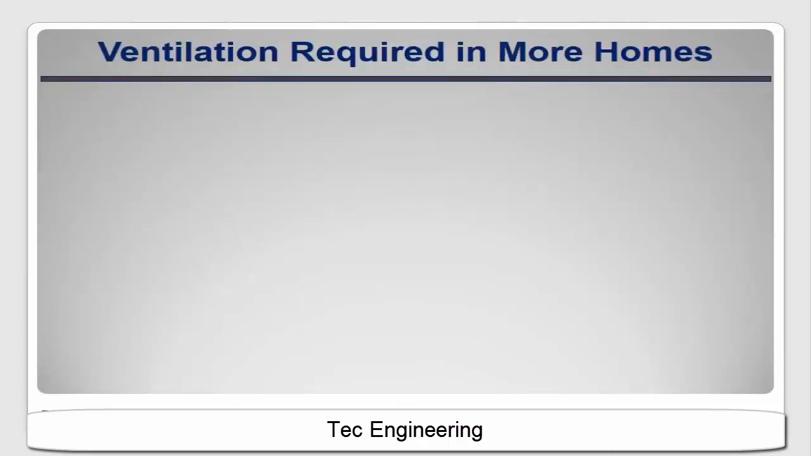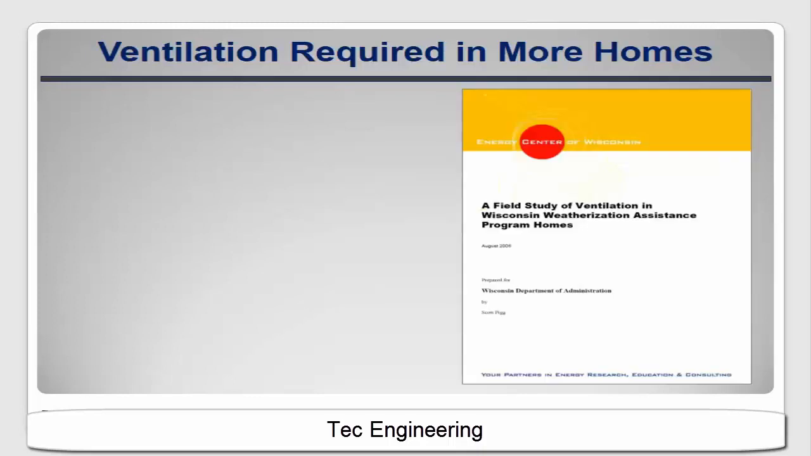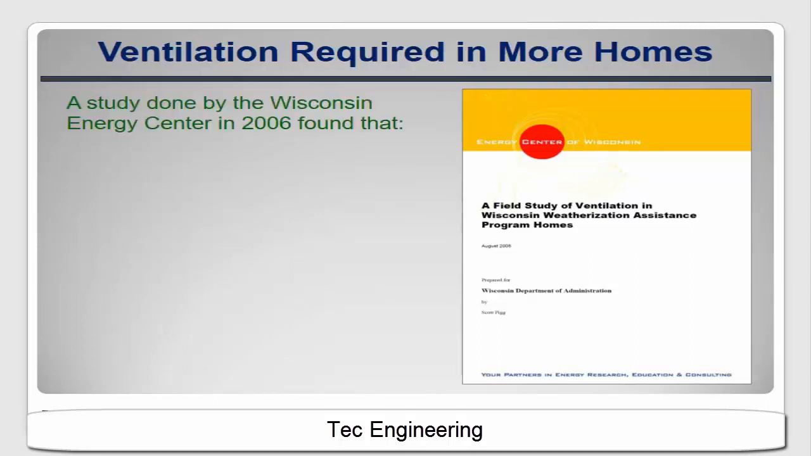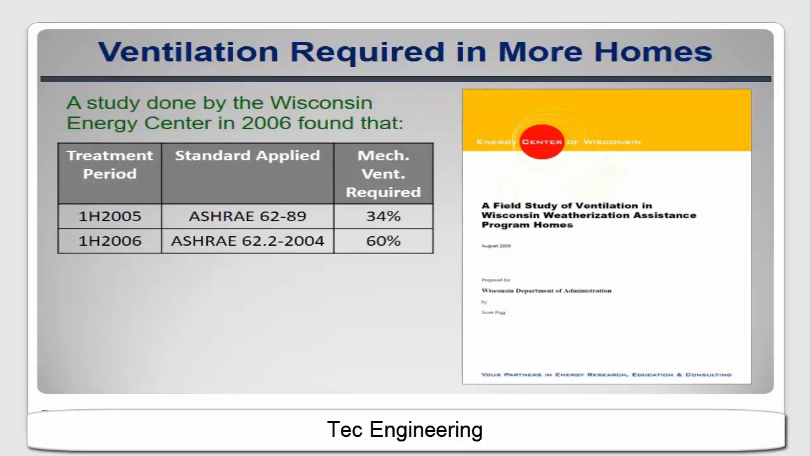Just to give you a sense of what will change if you transition from Standard 62-89 to 62.2, let's consider the results of a study done by the Wisconsin Energy Center in 2006. The Wisconsin Weatherization Assistance Program was transitioning from ASHRAE 62.89 to the 2004 version of 62.2 in late 2005. The study found that only 34% of homes required a ventilation system using 62.89, but when 62.2 was implemented, it went up to 60%. This is not a trivial result.